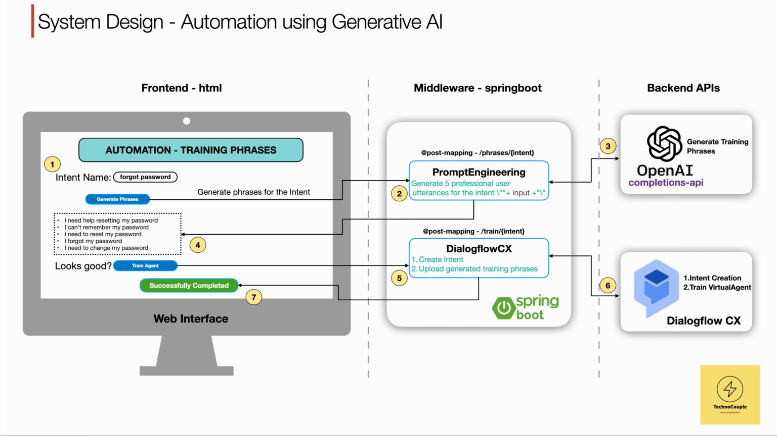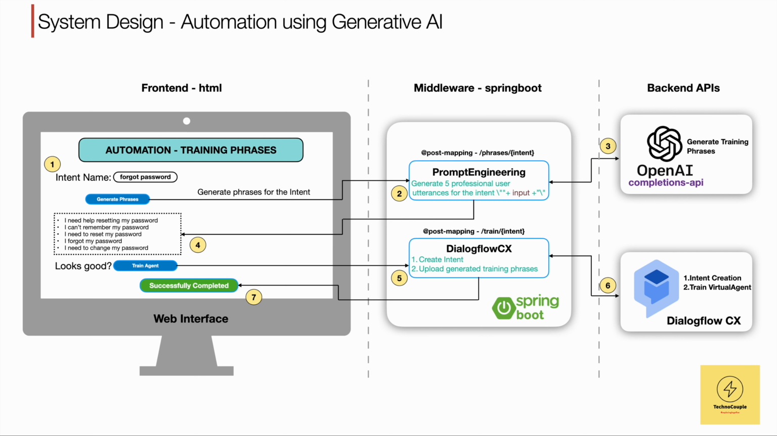So the prompt engineering module is where we take the user input and form a descriptive and verbose prompt with all kinds of details as mentioned earlier. This prompt is then sent to OpenAI's Completions API and the response is received, which is a set of AI-generated training phrases. As indicated by step 4 here, these phrases are displayed back to the user for their verification.